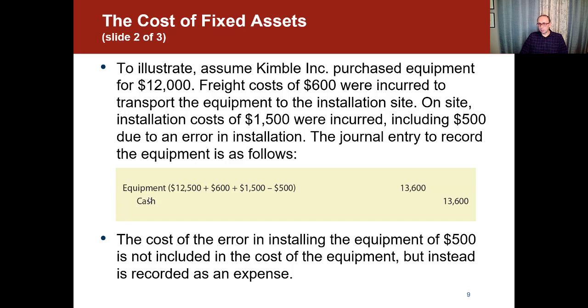But what should be included in the value of the equipment? It's the $12,000, the $600, which is the shipping cost, and the $1,500, but we're going to exclude the $500 that was due to an error in installation. So you see here, it shows $12,600, $1,500 minus $500. I think this is a typo. This should be $12,000, $600 plus the $1,500 minus the $500, and that would be $13,600. So the cost of the error in installing the equipment of $500 is not included in the cost of the equipment, but instead is recorded as an expense.